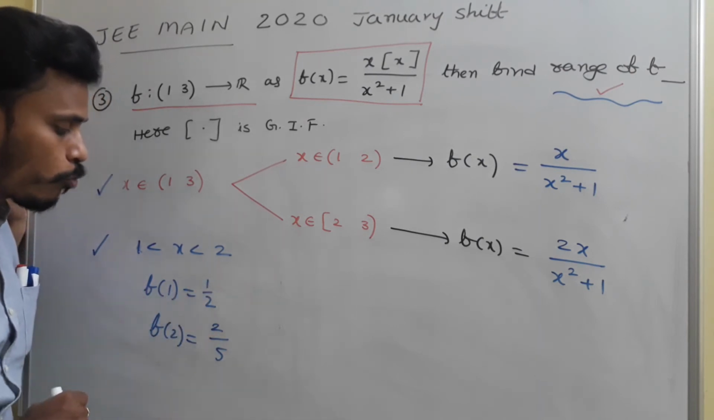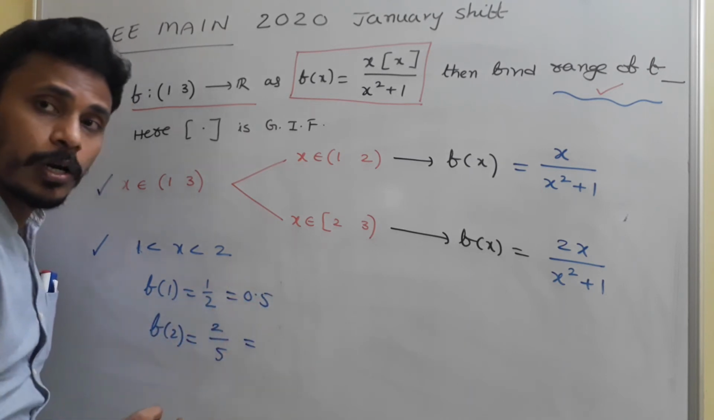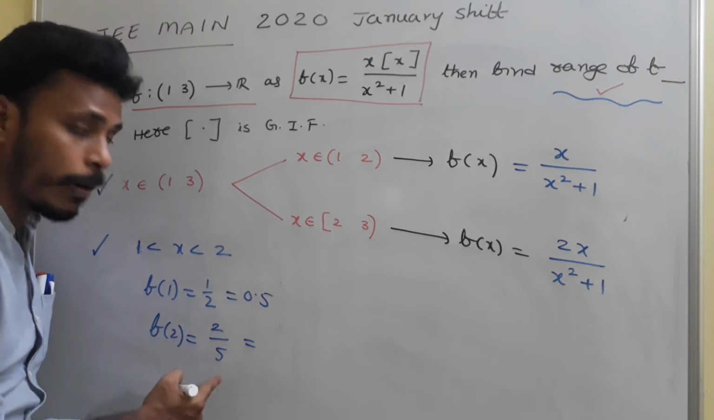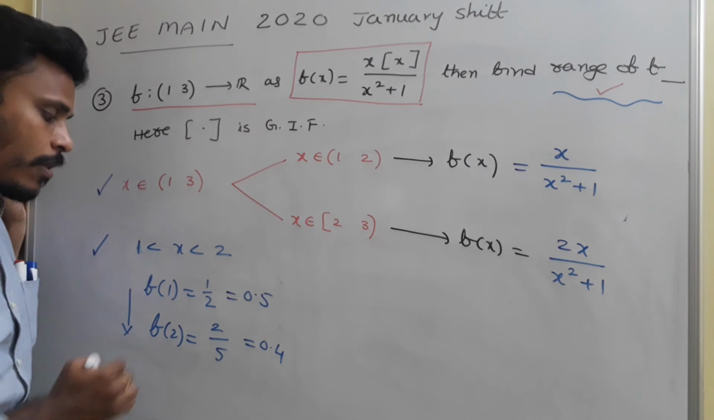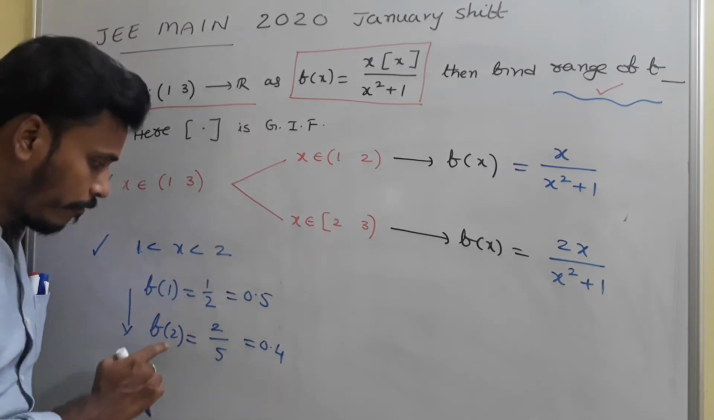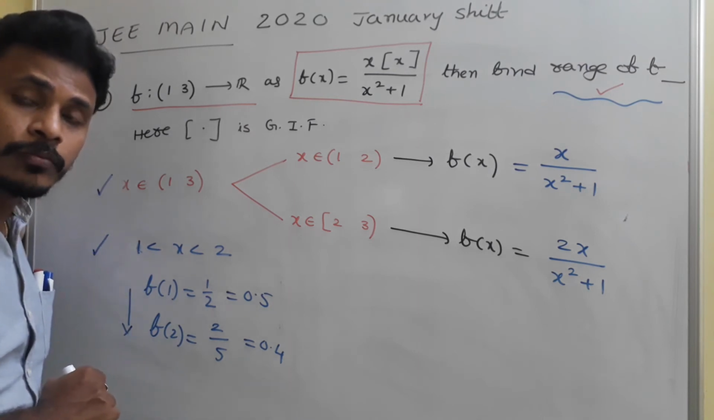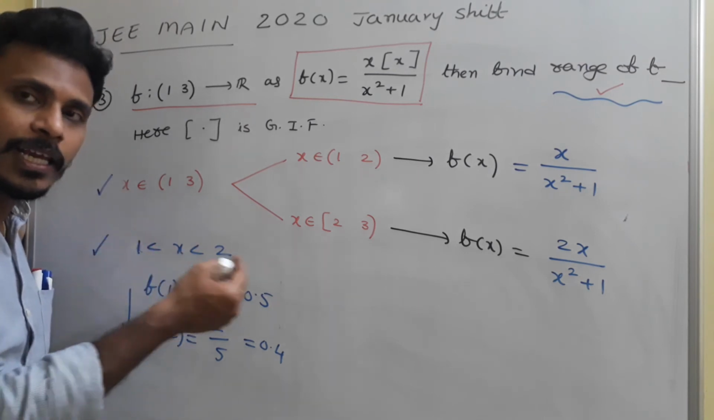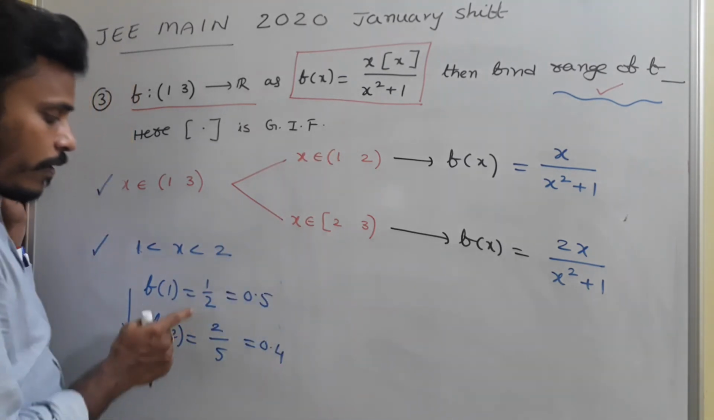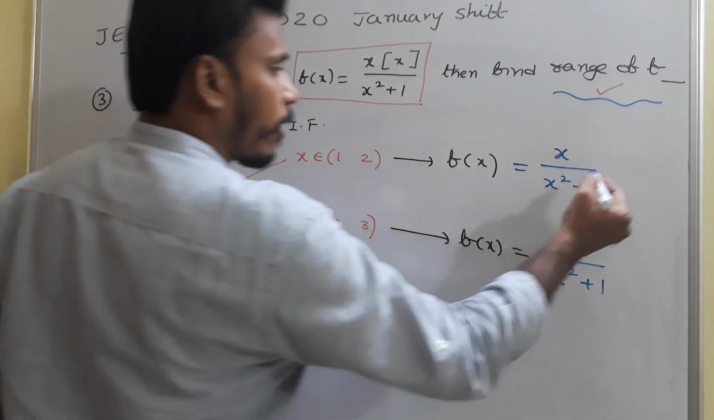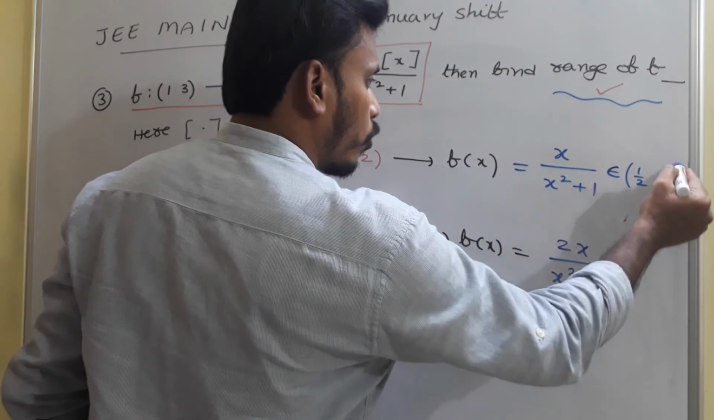Basically 1 by 2 to 2 by 5: 1 by 2 is 0.5, and 2 by 5, when you multiply by 2, is 4 by 10, which is 0.4. That means the values are decreasing. For 1 it is 0.5, for 2 it is 0.4. Then what do you say about the values between 1 and 2? You can check with 1 or 2 values, taking 1 by 2 or anything. The values are continuously decreasing. So in this region, the range is from 1 by 2 to 2 by 5. So x by x square plus 1 belongs to the region 1 by 2 to 2 by 5.